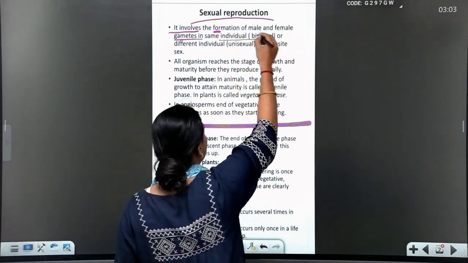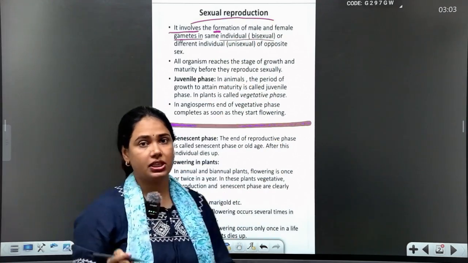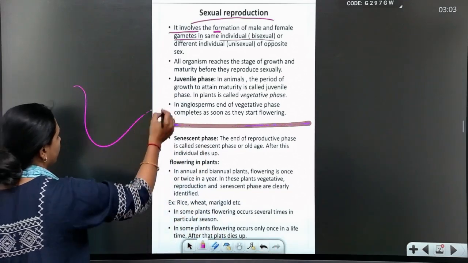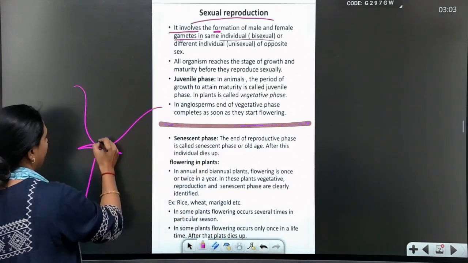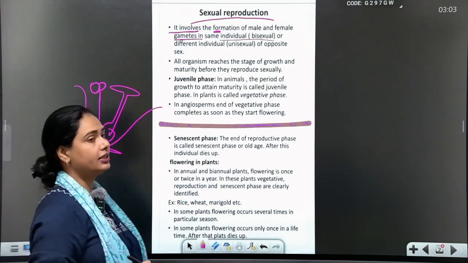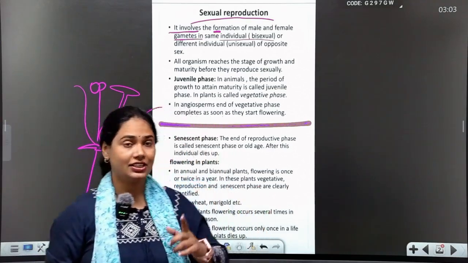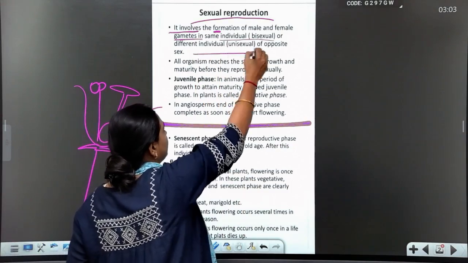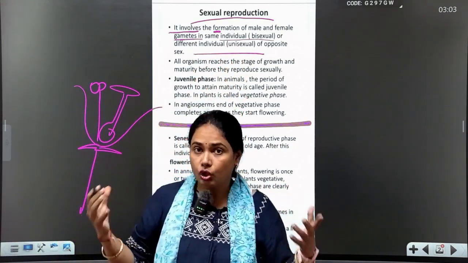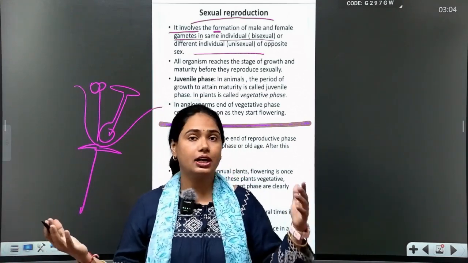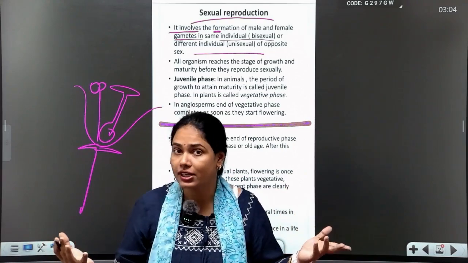The same individual is known as bisexual, which I already told you in the previous class: there is a plant or a flower in which both reproductive organs are present in a single flower, that is known as bisexual. And individuals like humans are unisexual. They have different reproductive organs in different organisms.